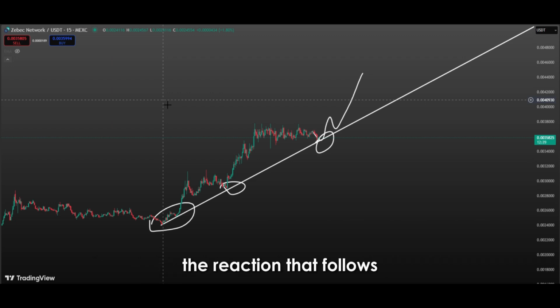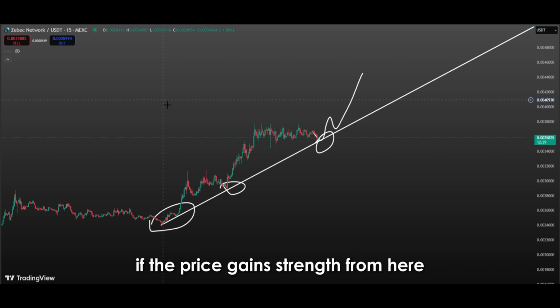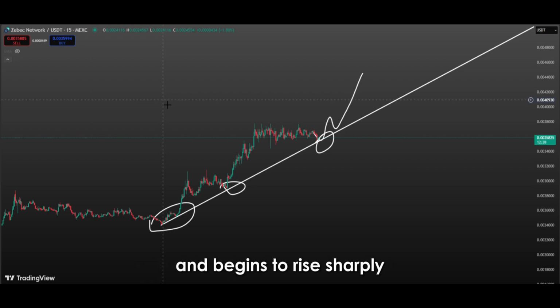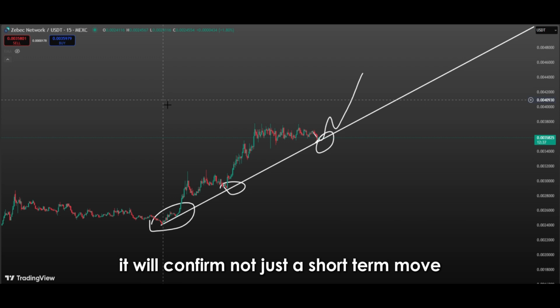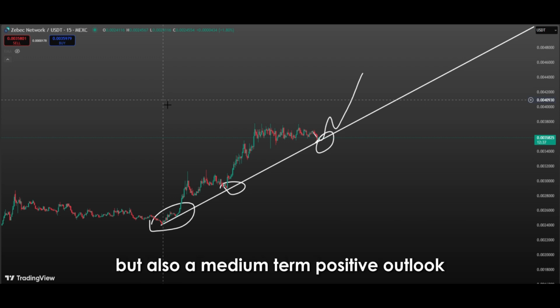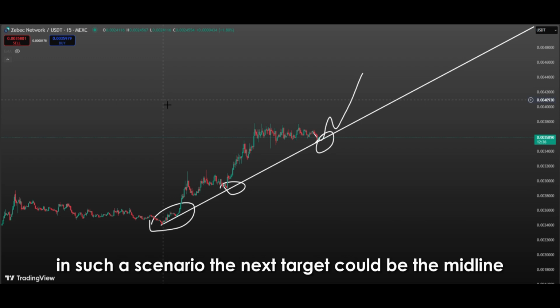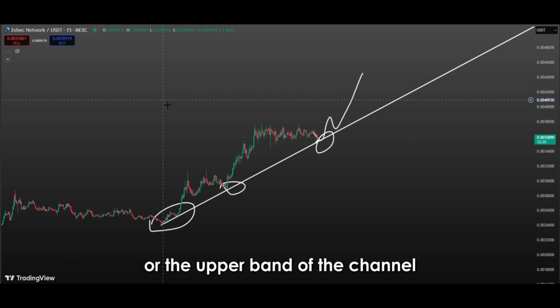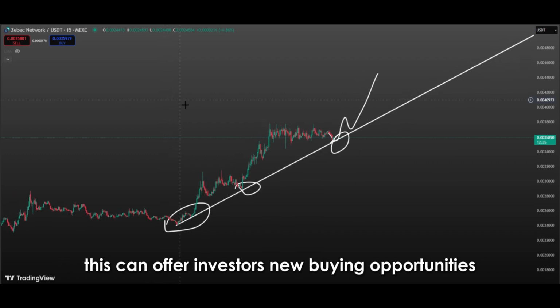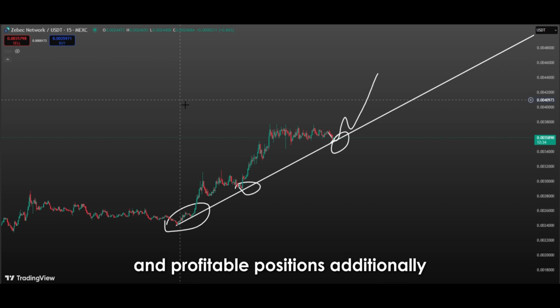The reaction that follows this touch will be quite telling. If the price gains strength from here and begins to rise sharply, it will confirm not just a short-term move but also a medium-term positive outlook. In such a scenario, the next target could be the midline or the upper band of the channel. This can offer investors new buying opportunities and profitable positions.